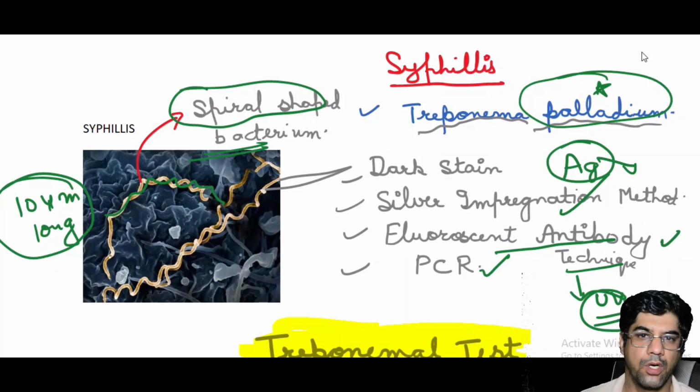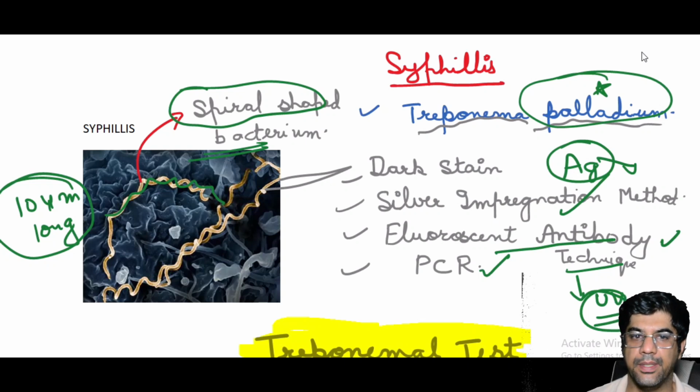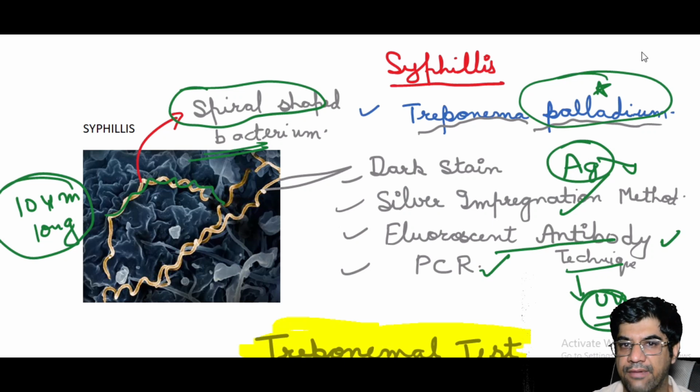Hello everyone, our today's topic is syphilis. Syphilis is caused by Treponema pallidum. Remember, it is a spiral shaped bacterium. It resembles a spiral in appearance. It is a coiled spiral filament about 10 micrometer long and it can move actively.